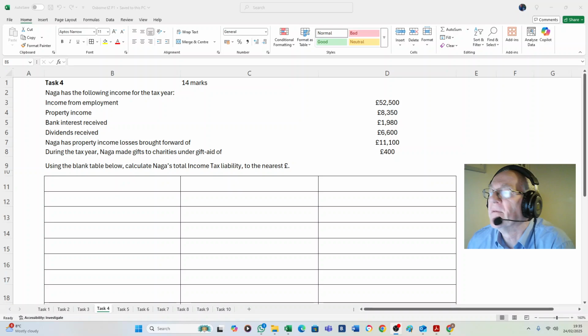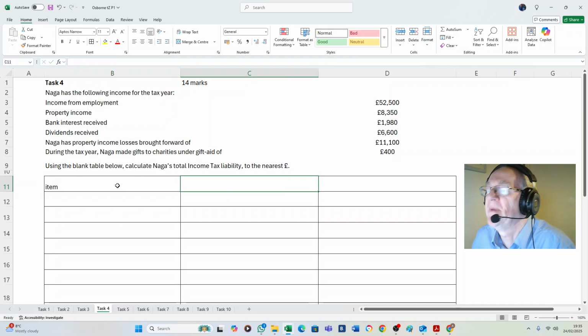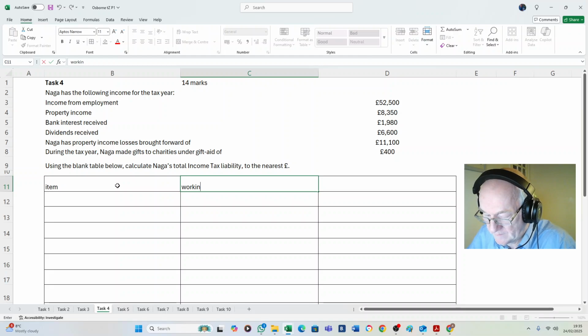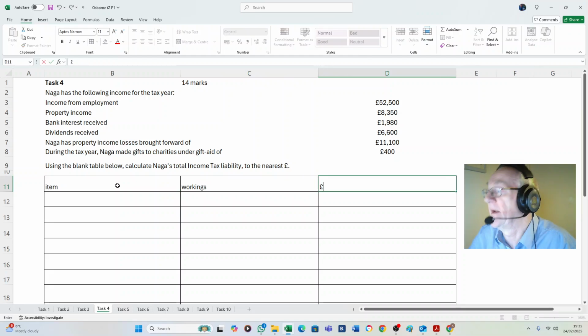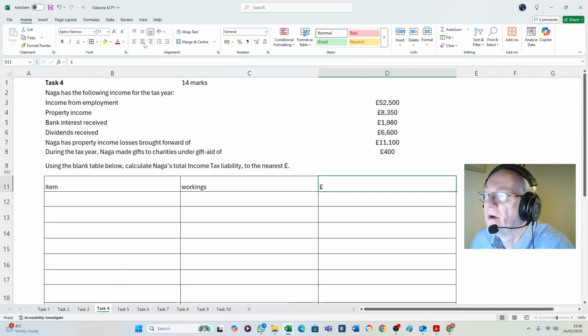So task 4 then, 14 marks, so quite important mark allocation, the main income tax calculation. What you see in front of you is the 3-column version. There are other versions, and it's a free layout as long as the examiner can see the right answers. The best way of doing this is to label it up something along the lines of item, workings and pound sign. And if you do that, you're halfway there.